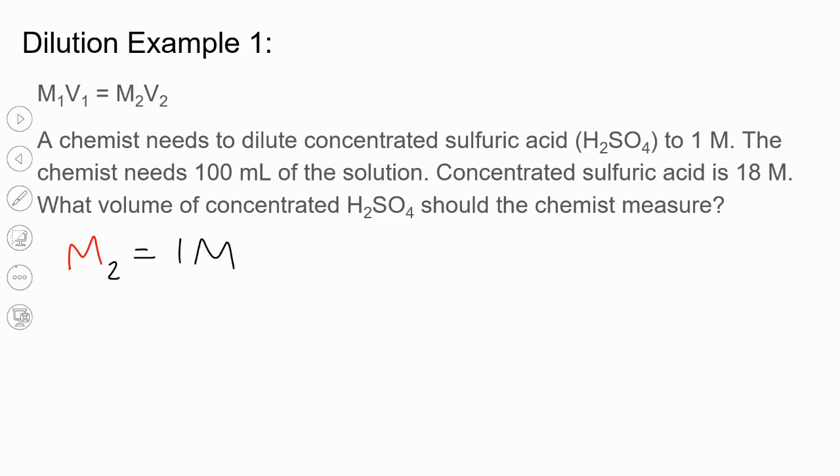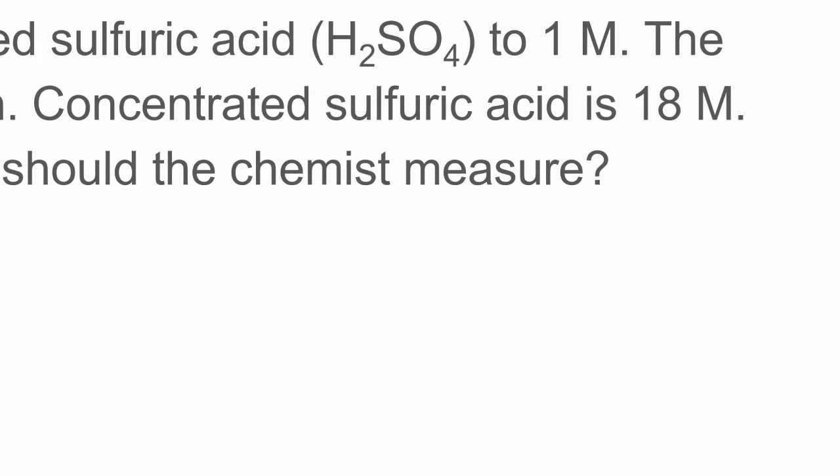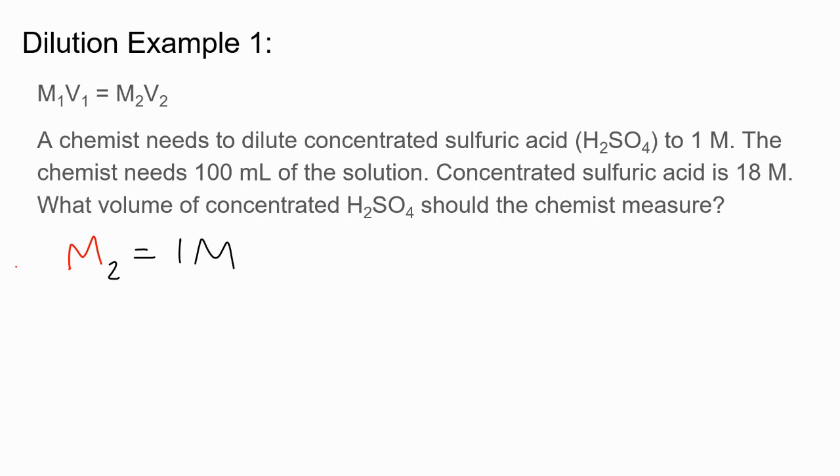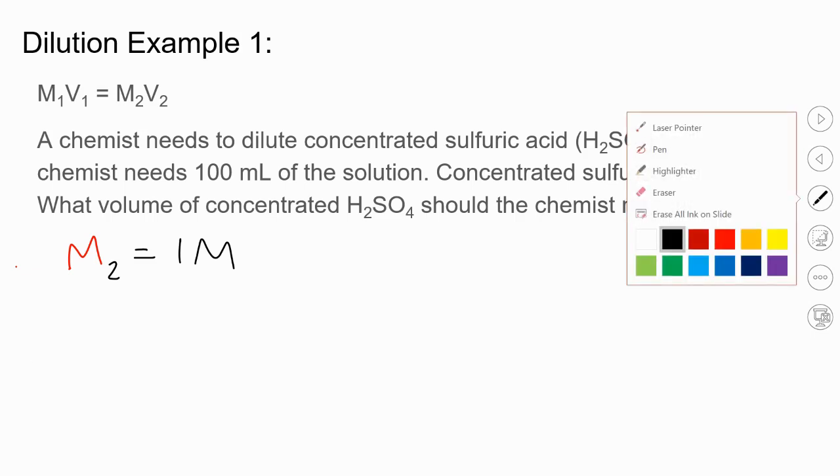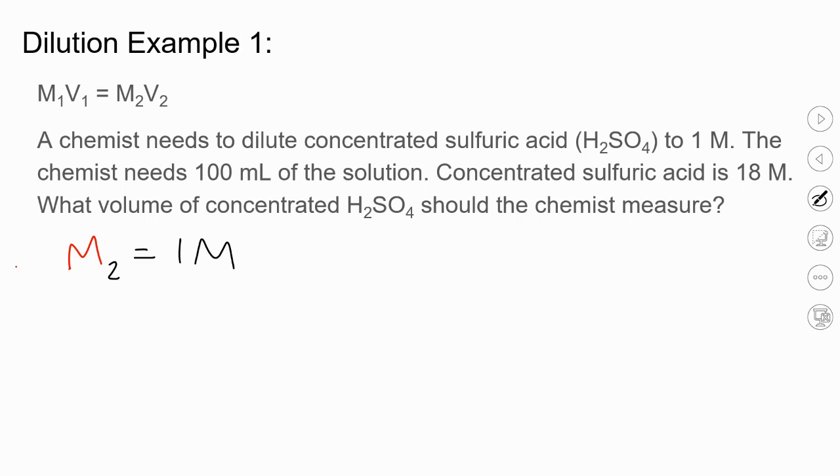The chemist needs 100 milliliters. We need to end up with that volume, so that should be volume 2. We're trying to find volume 1. Volume 2 is 100.